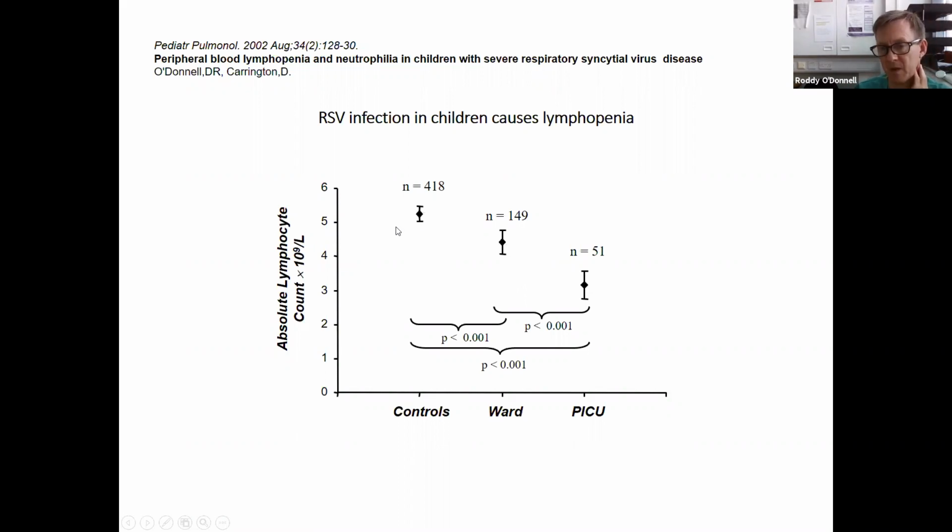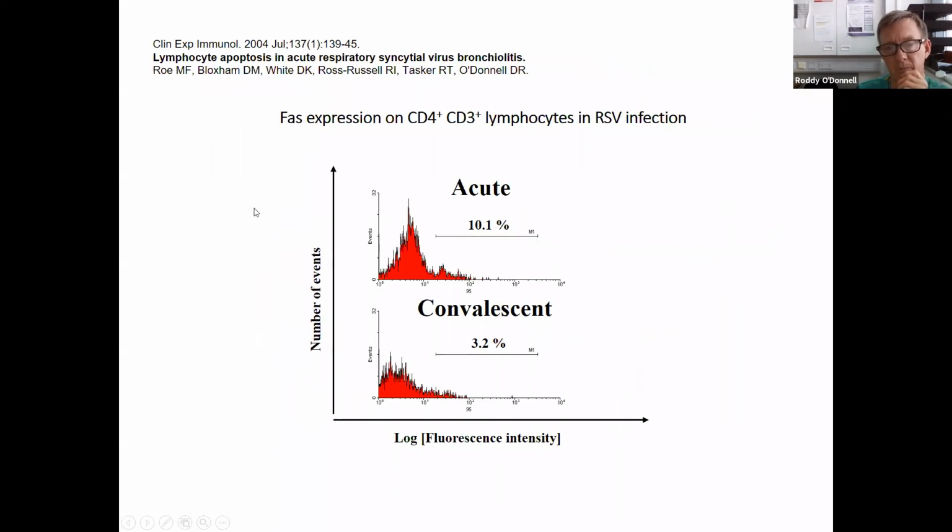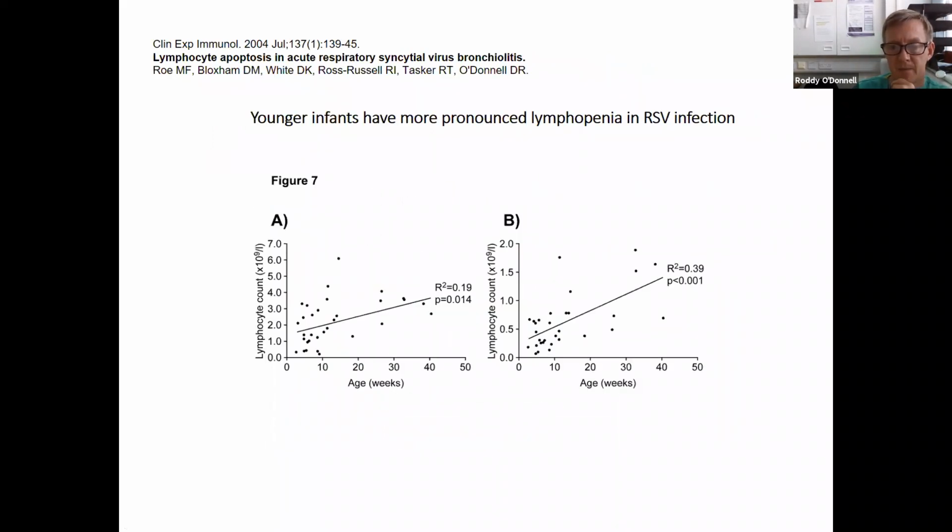You also have a subtle but statistically significant neutrophilia associated with bronchiolitis. And if you look at the lymphocytes themselves, there is upregulation of CD95, which is also known as FAS, one of the pathways through which apoptosis takes place. So it appears to be a lymphopenia related to actual lymphocyte apoptosis as part of the inflammatory response to RSV. Younger infants also have more significant lymphopenia, and they also tend to be sicker than older infants.